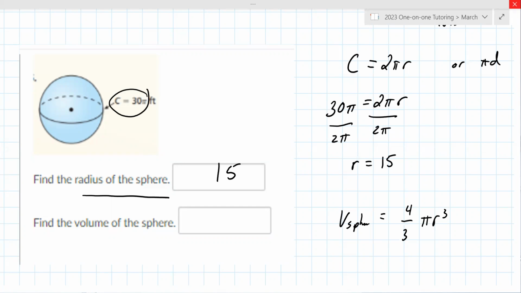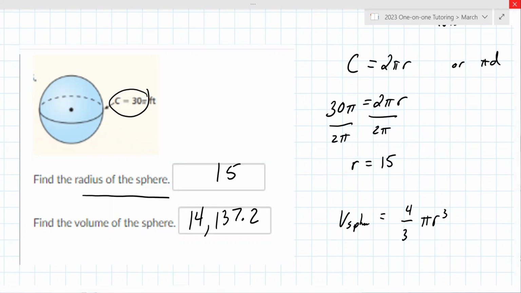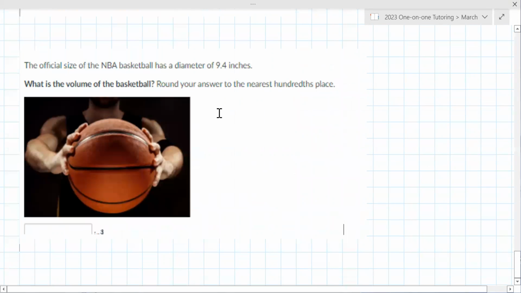Okay, I got 14,137.2. Yep, 14,137.2. That is correct. Great. Question 12. See, this one tells you what decimal place to round to, and some of the other ones obviously have not. So if you see where we've missed a rounding, please let me know so we can go back and correct it if needed. Okay.